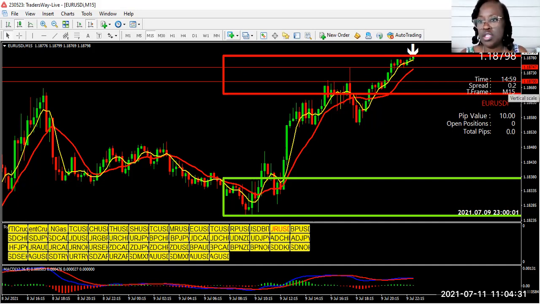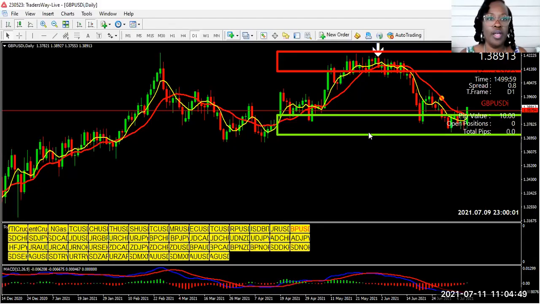All righty. So these are my price points. Now we're on GBP USD, and we're on the daily. What's my big arrow telling me? That we are in a bearish trend. So voila, I'm looking for a sale.